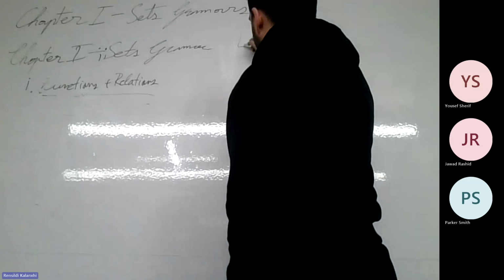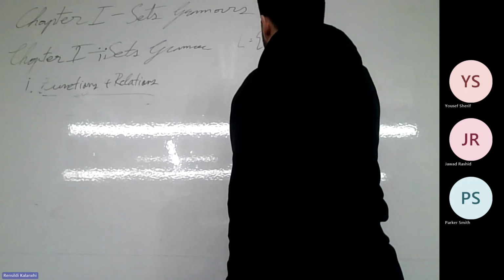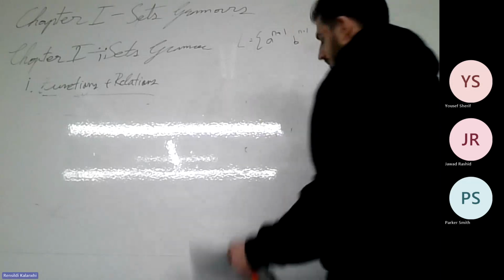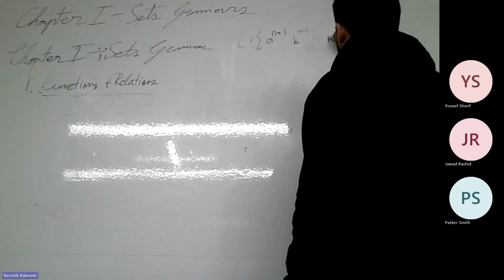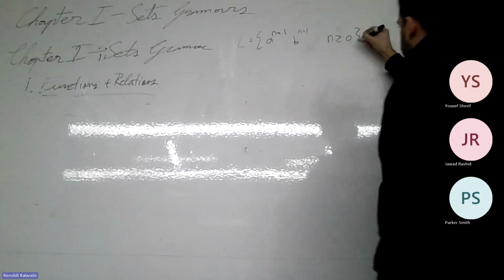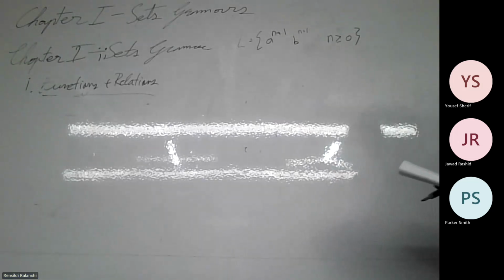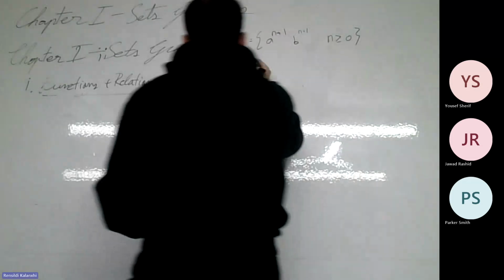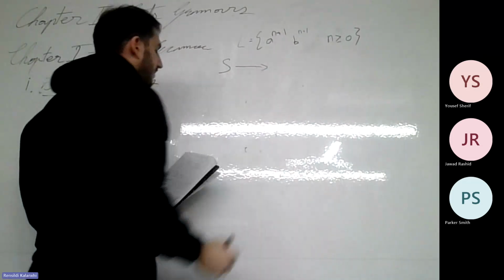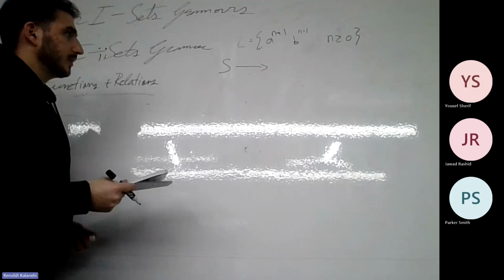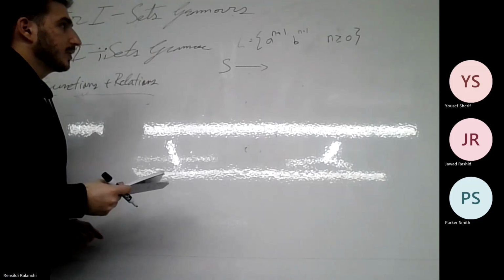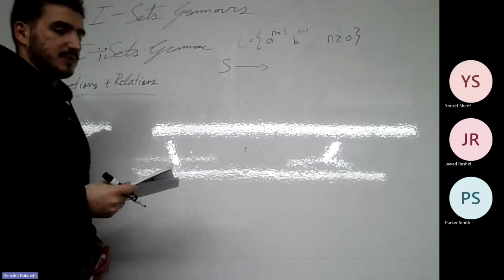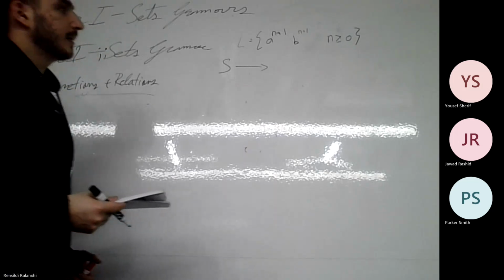Let's say the language of a^(n+1) b^(n+1), where n is bigger than 0. How we're going to start is, all right, you want at least one a and one b in the beginning. That's how it's going to start, right?